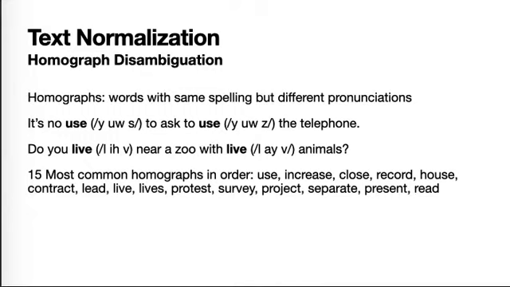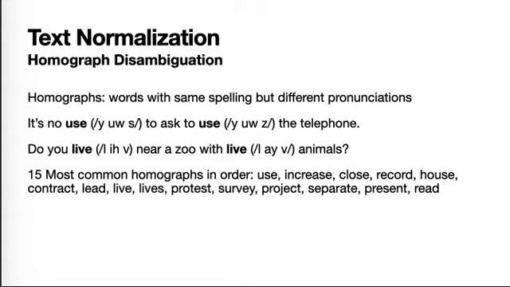So another problem in text normalization is that some words can be pronounced differently depending on the context. So for example, it's no use to ask to use the telephone. Do you live near a zoo with live animals? So I'm not a native English speaker, so you might not hear the difference for the first sentence, but for the second sentence, it should be quite clear.